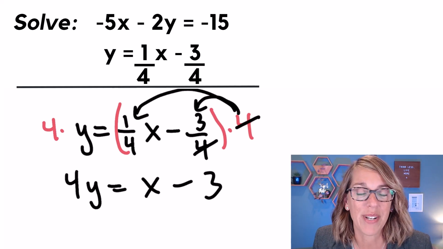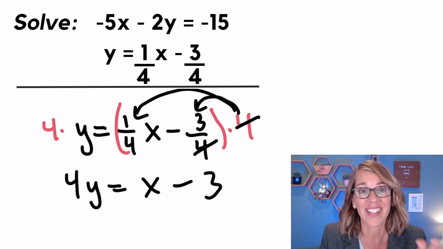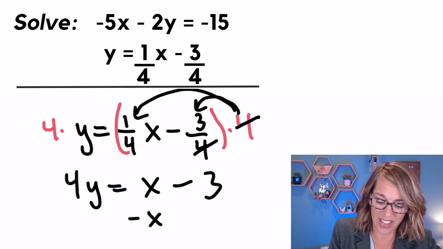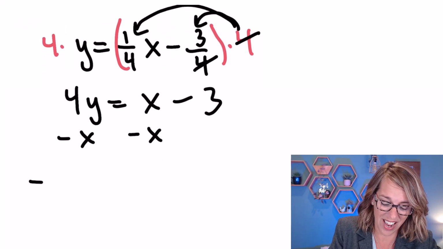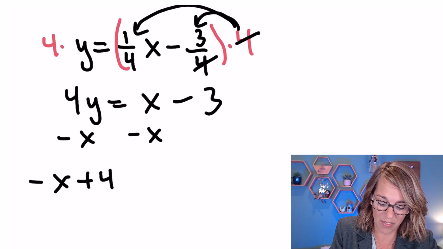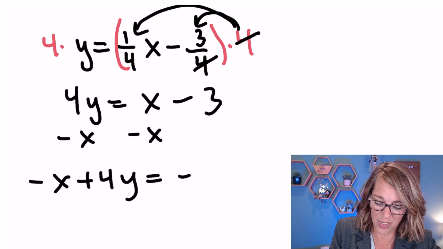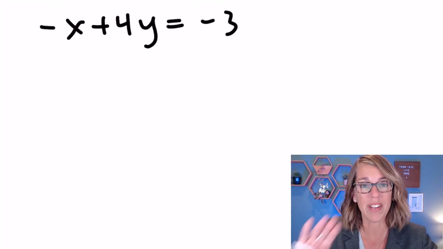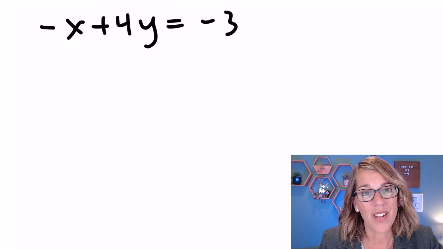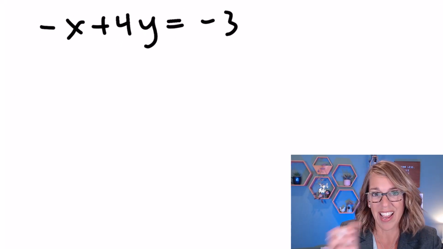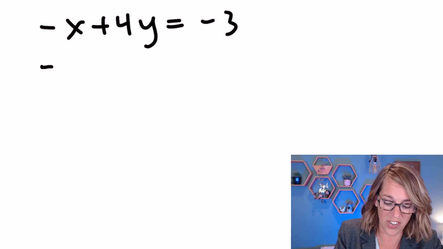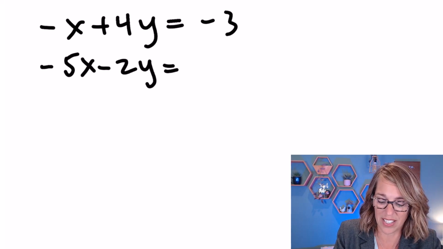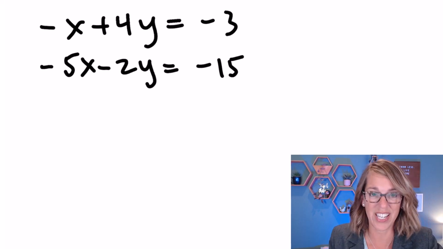I'm almost to where I want to be. I just want my x over there on the other side with that y. So let's subtract the x from both sides. I get -x plus 4y is equal to -3. Now that I've got it in this form, no fractions, and I've got variables on one side and my numbers on the other, I can bring down that other equation. -5x minus 2y is equal to -15.